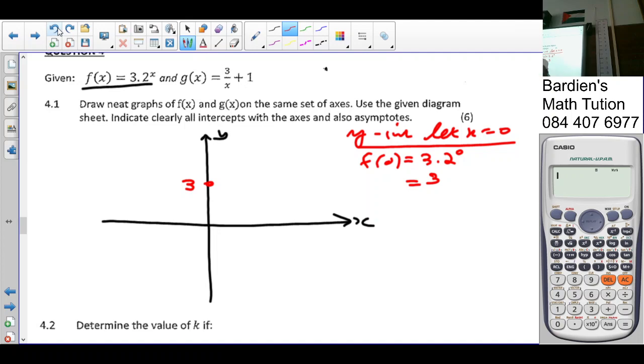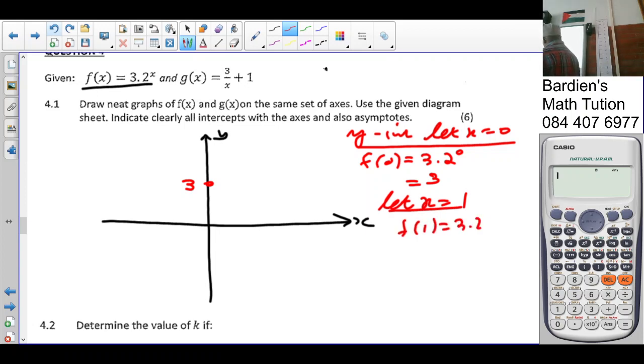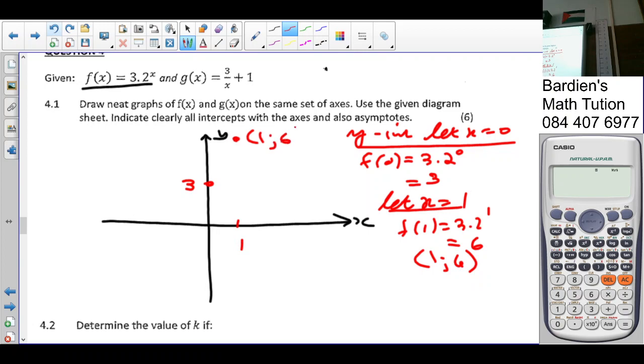So what do we do? We let x equal 1. By letting x equal to 1, we get f of 1 is equal to 3 times 2 to the 1, which is 6. So this other point is (1, 6). So x is 1, y is 6. And there's the graph coming through like that. And this is your f graph. Okay, you all agree with that? You guys okay with that?